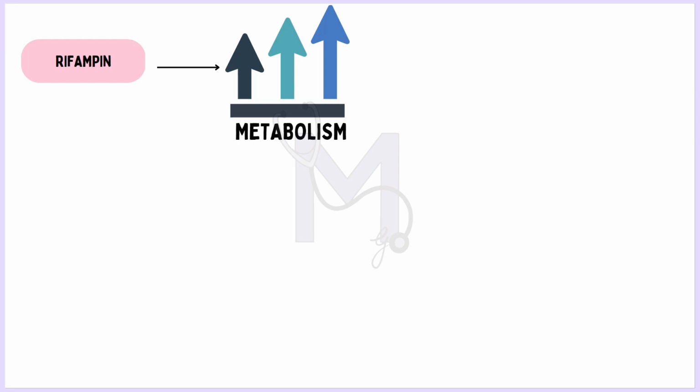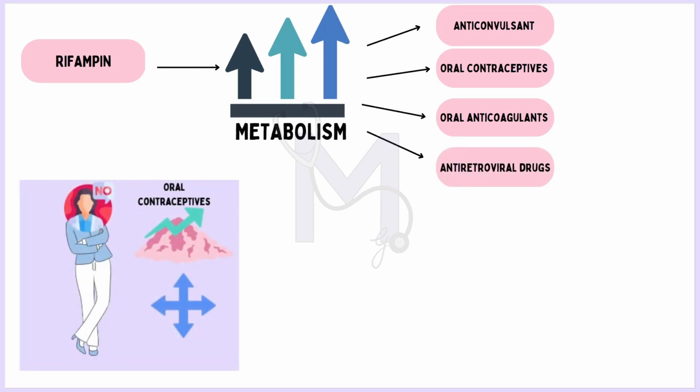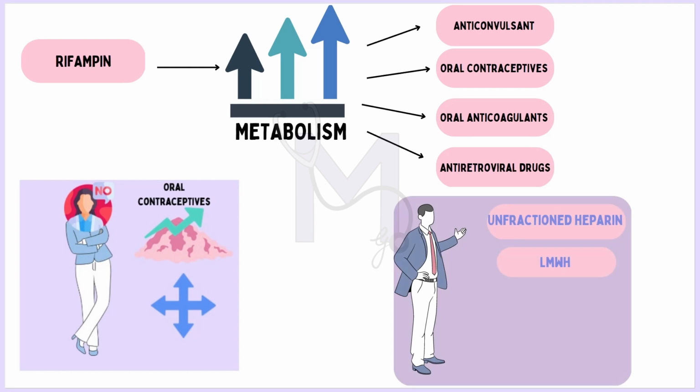Rifampicin enhances the metabolism of anticonvulsants, OCPs, oral anticoagulants, antiretroviral drugs, etc. A female on OCP should either increase the dosage of the pill or consider an alternative method of contraception while on rifampin. A patient on warfarin therapy should be changed to unfractionated heparin or low molecular weight heparin.